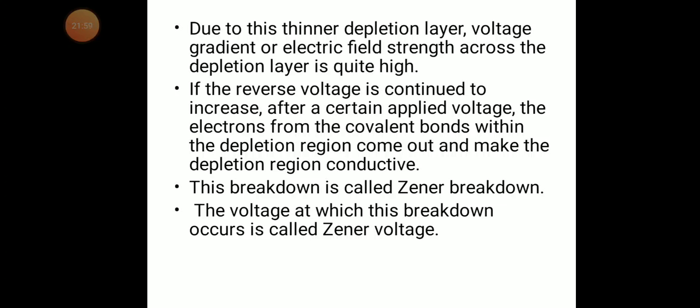Due to this thinner depletion layer, the voltage gradient, or electric field strength across the depletion layer, is very high. If the reverse voltage is continued to increase after a certain applied voltage, the electrons from the covalent bonds within the depletion region come out and make the depletion region conductive. What happens here? We don't have any collision here.